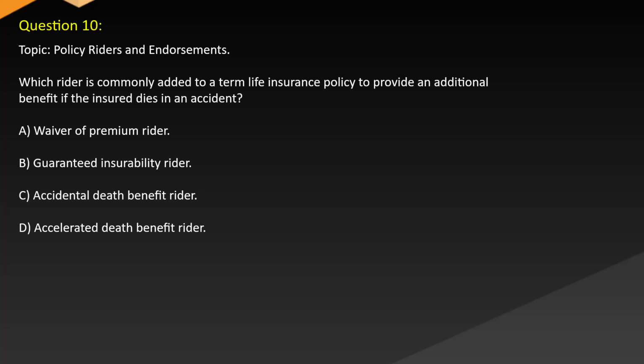Question 10. Topic: policy riders and endorsements. Which rider is commonly added to a term life insurance policy to provide an additional benefit if the insured dies in an accident? A. Waiver of premium rider, B. Guaranteed insurability rider, C. Accidental death benefit rider, D. Accelerated death benefit rider?